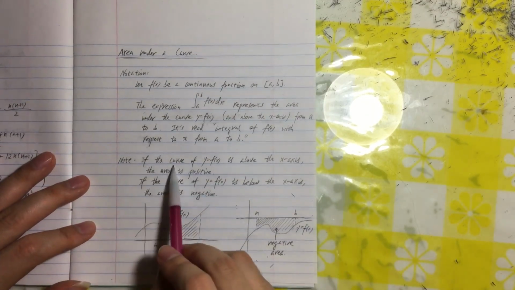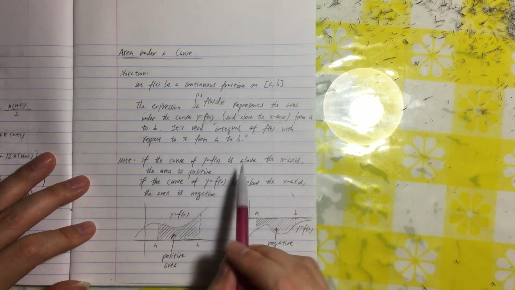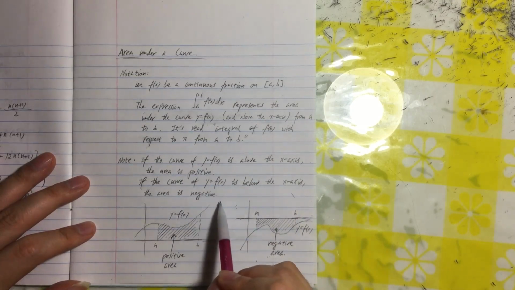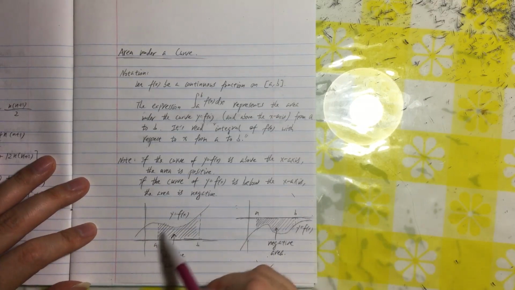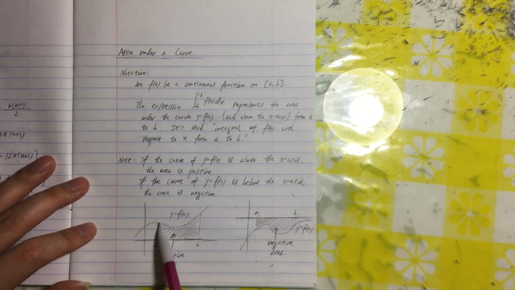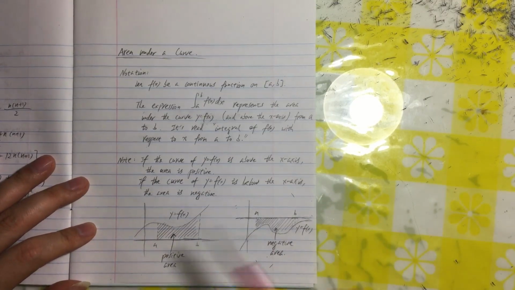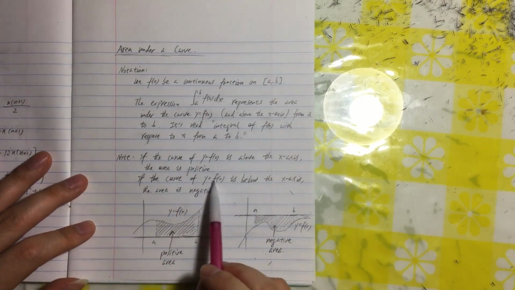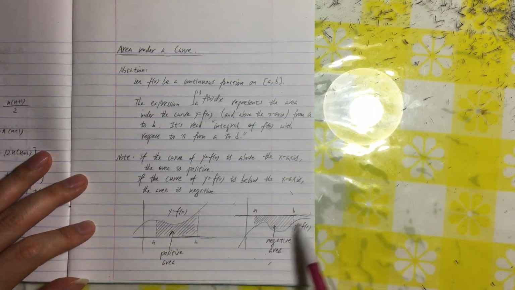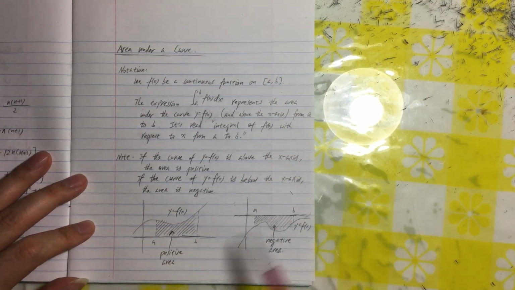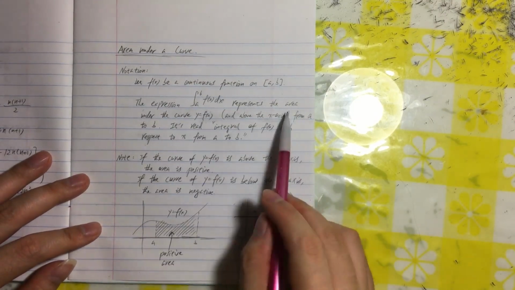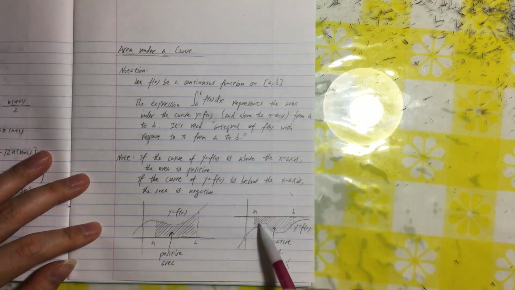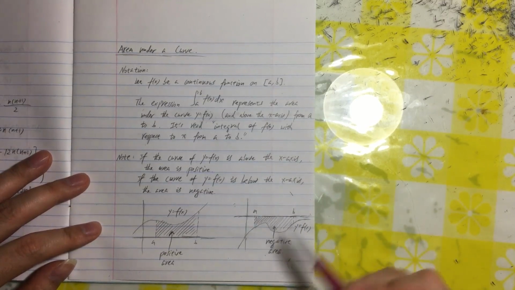Note, if the curve of y equals f of x is above the x-axis, then the area is positive. That's an area under the curve above the x-axis. However, if the curve of y equals f of x is below the x-axis, then the area is negative, because this area is actually the opposite. It's above the curve, but below the x-axis. Therefore, this area is negative.